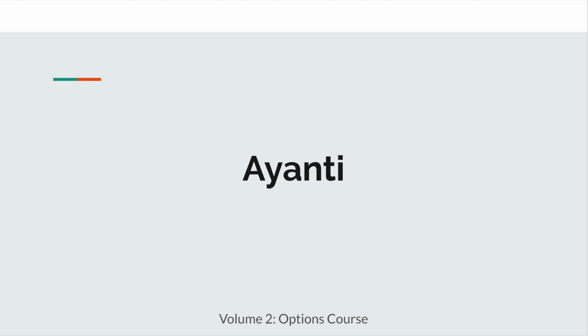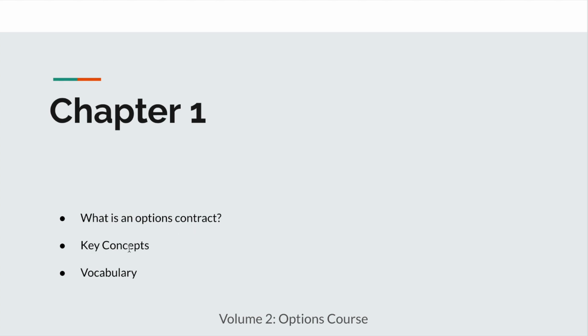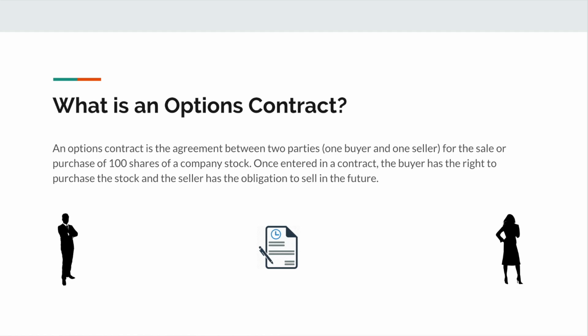We're going to get started with the easy stuff and move on to the harder stuff as we go. In the first chapter, we're going to be talking about what an options contract is, some key concepts, vocabulary, and some analogies that will help you understand the full concept. So let's get started with the definition.